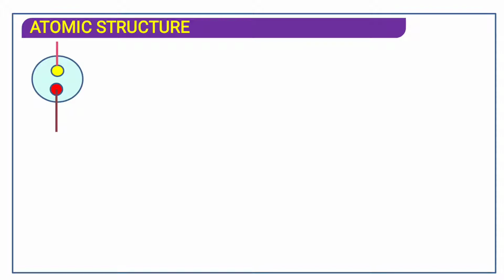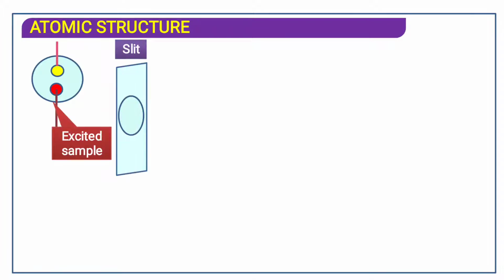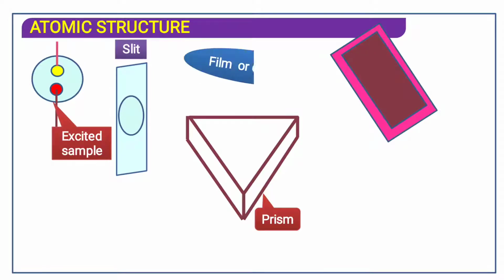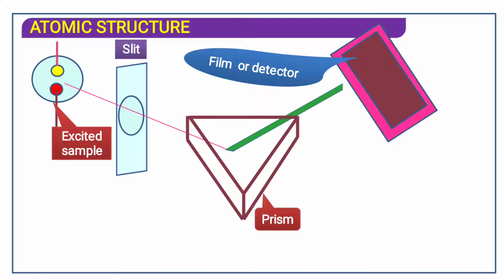Now we will see how the spectra is generated. This is an excited sample of the elemental form. Elemental species are excited because of heating. This is a prism. The electromagnetic radiation passing from the slit collides with the prism, then it gets deviated in the form of different colors.